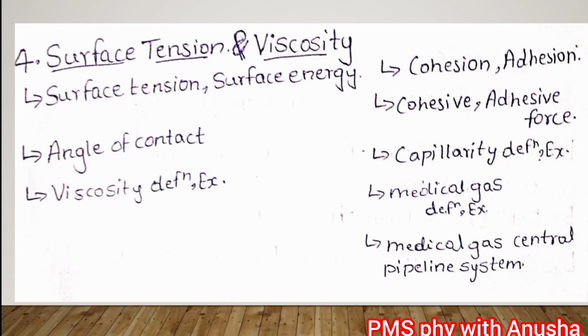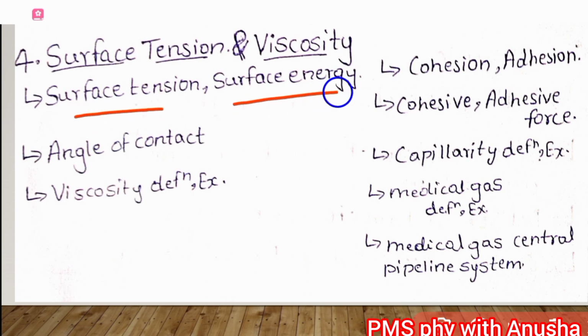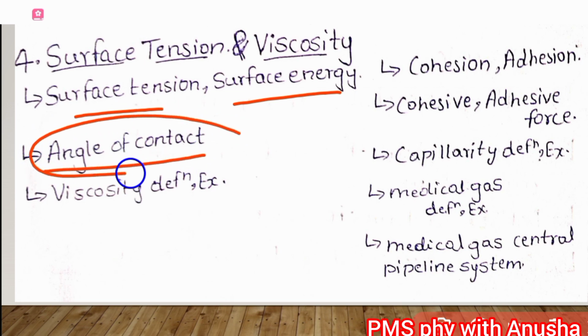Next, fourth unit is surface tension and viscosity. In this unit you have to study surface tension and surface energy, their definition, formula and SI units. Next you have to study angle of contact. You have to explain the definition with diagrams. Viscosity, the definition and example.